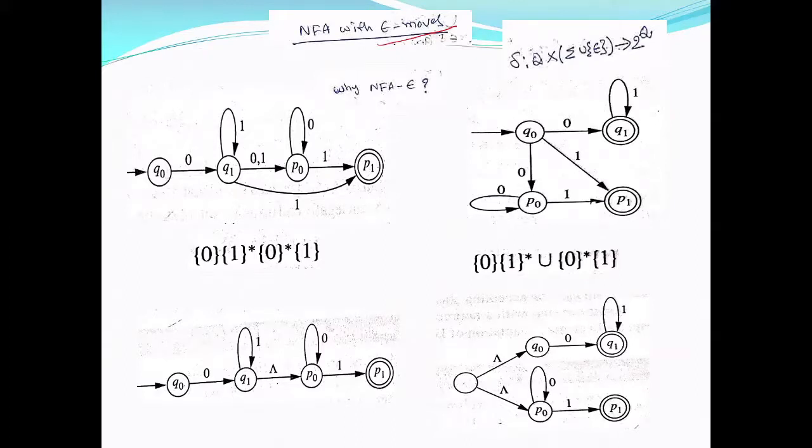For example, look at this. This is the NFA for this language, a little bit difficult, but for the same language, down there you are seeing the equivalent NFA epsilon, which is easier and simpler when compared with the NFA. Now this is the NFA for this, and the equivalent NFA epsilon.